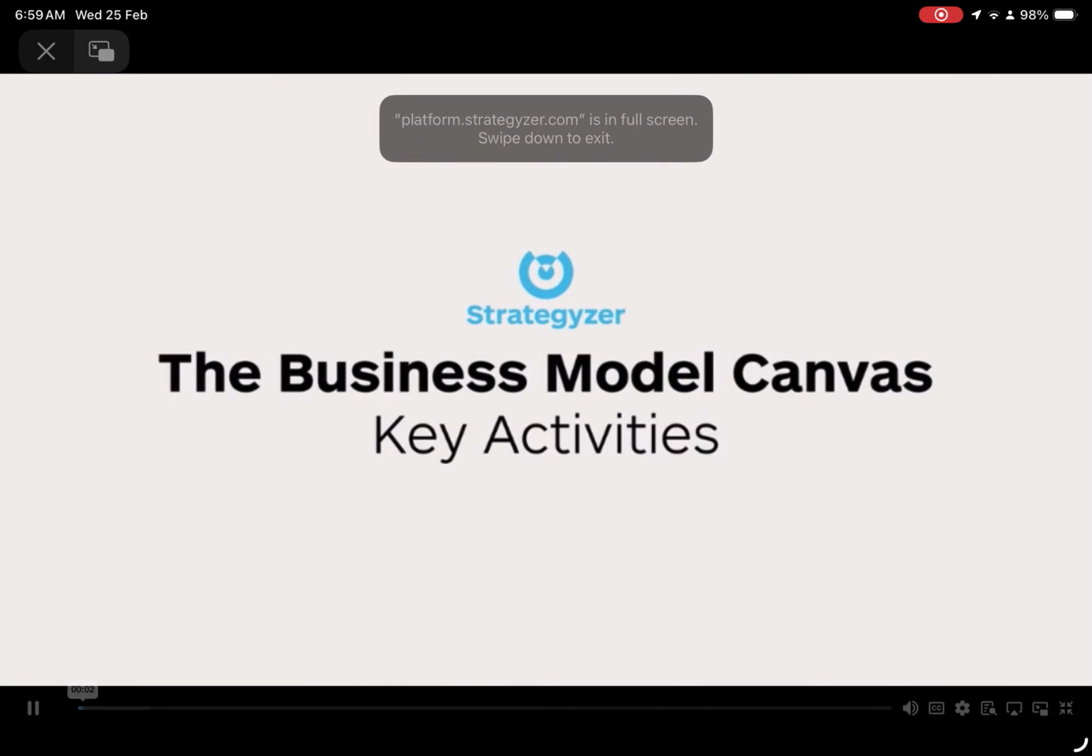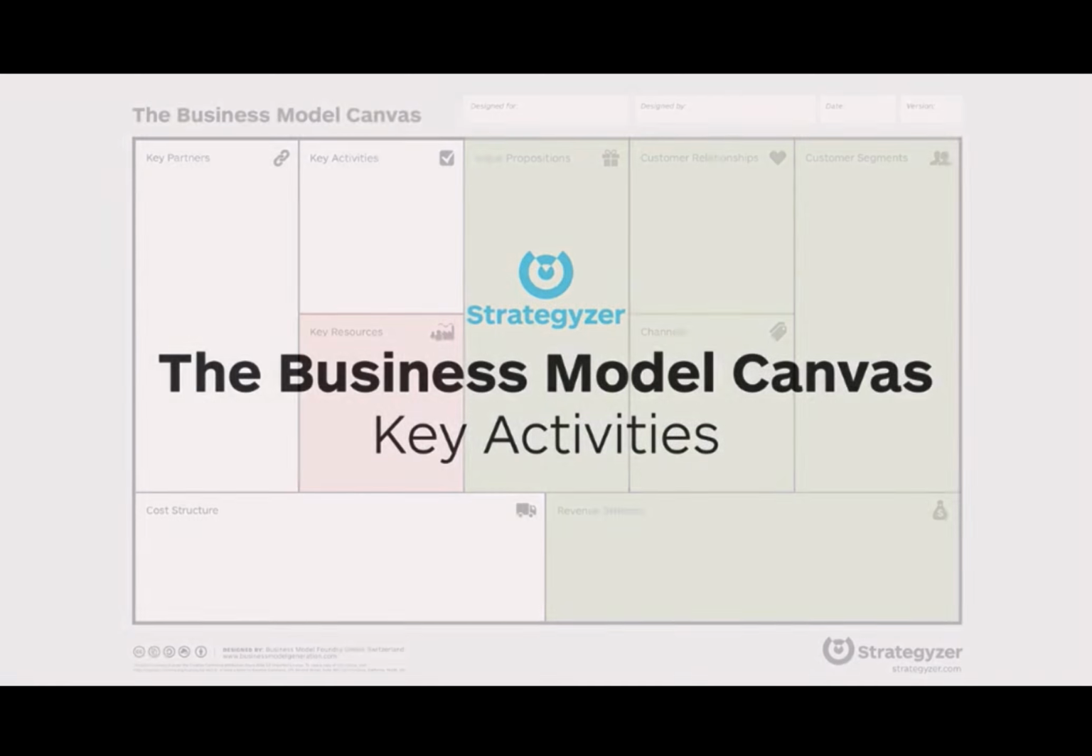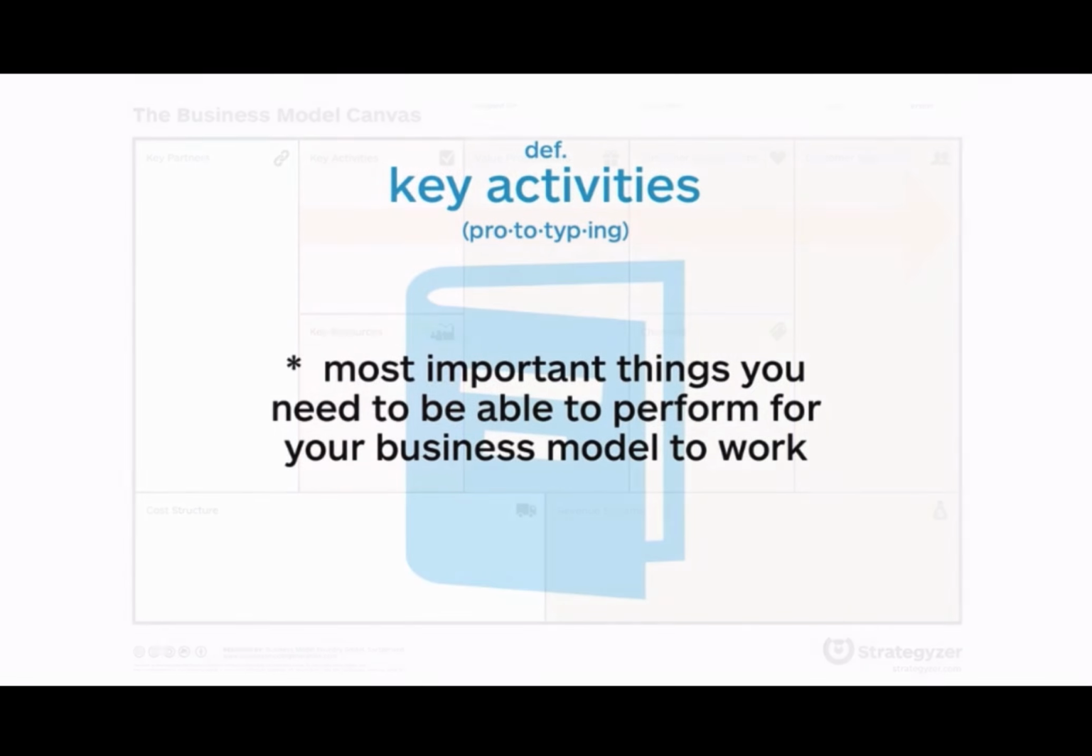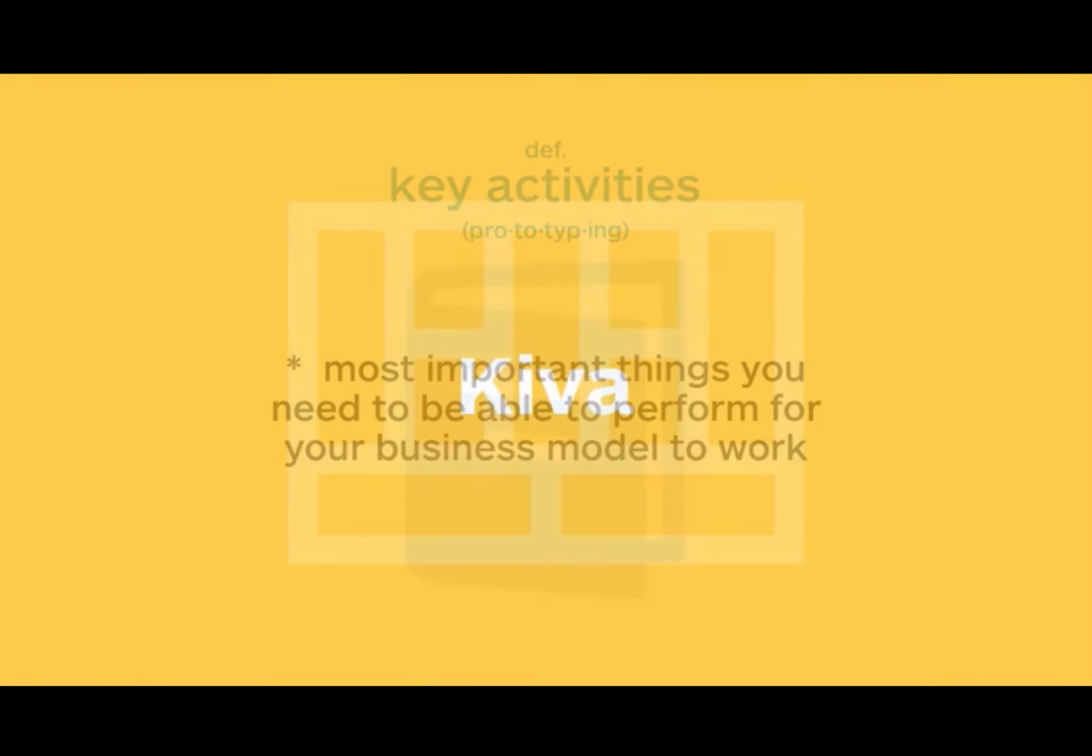In this slidecast, we're going to look at key activities. Key activities is the second building block of the backstage of your business model, which makes the front stage possible. It's basically the most important things that you need to be able to perform for your business model to work. These are the things that you need to excel at. Let's look at an example.